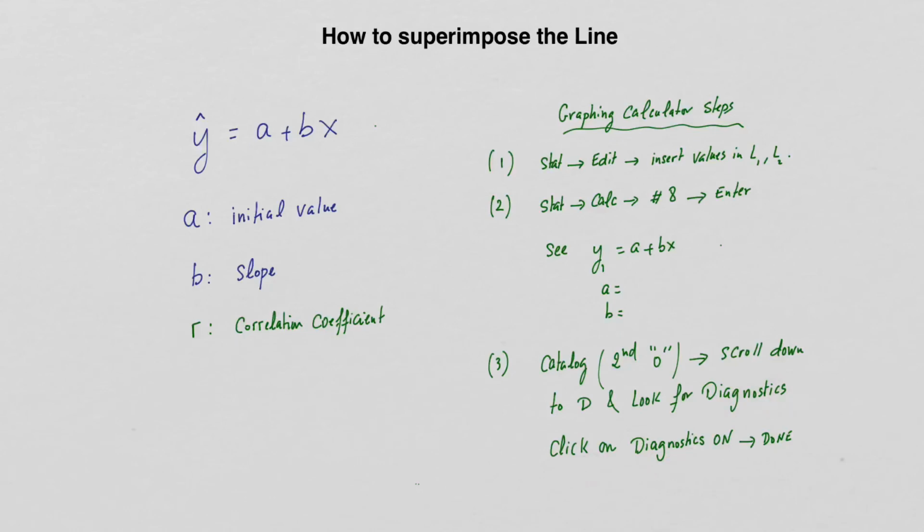Click on diagnostics on. There is off and on. Most likely yours is off. Turn it on, click done, and go back to this step. Stat calc number 8, and you're going to get all of them, okay? All you need is A and B, but if you're curious about R, this is how you do it. And once you turn it on, by the way, you never have to turn it on again. It'll just be there for you every single time, okay? Unless you erase the memory of your calculator, then you have to start over again and do number 3.